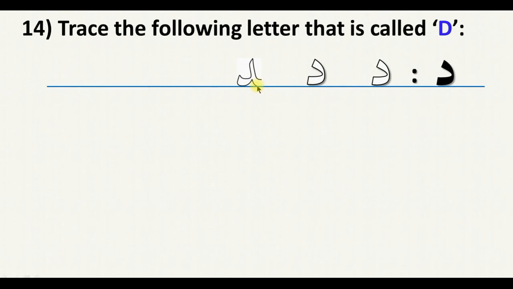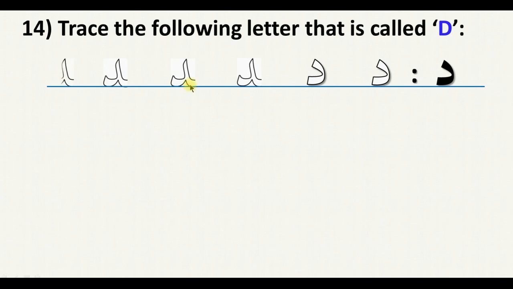Here is how the letter D will appear in the middle of a word. It is joined to the letter that comes before it by this stem on the right. To write the letter D in the middle of a word, you start by tracing from here. You go on up, and then you come down and stop here.